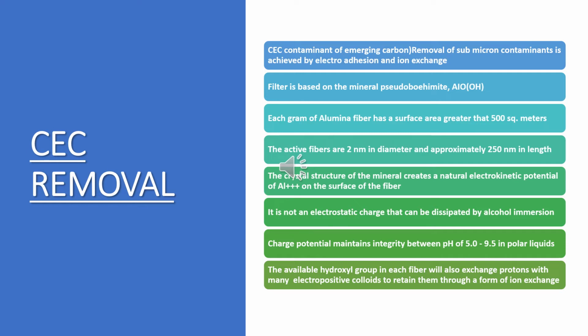The crystal structure of the mineral creates a natural electrokinetic potential of aluminum 3+ on the surface of the fiber. It is not an electrostatic charge that can be dissipated by alcohol immersion. Charge potential maintains integrity between pH of 5 to 9.5 in polar liquids. The available hydroxyl group in each fiber will also exchange protons with many electropositive colloids to retain them through a form of ion exchange.